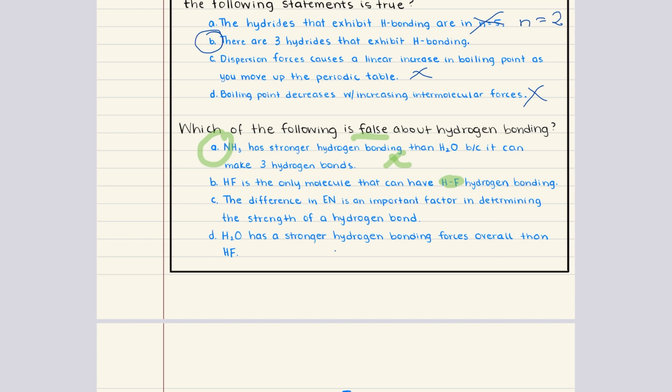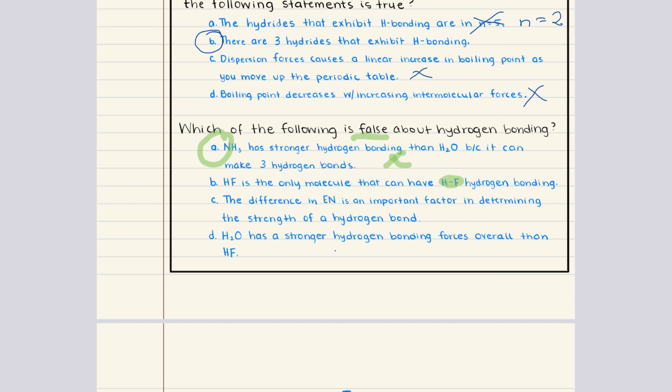C says the difference in electronegativity is an important factor in determining the strength of a hydrogen bond. This is also true. The electronegativity difference between atoms in a hydrogen bond determines how strong the attraction is. A larger electronegativity difference creates a stronger dipole, which in turn leads to stronger hydrogen bonding.